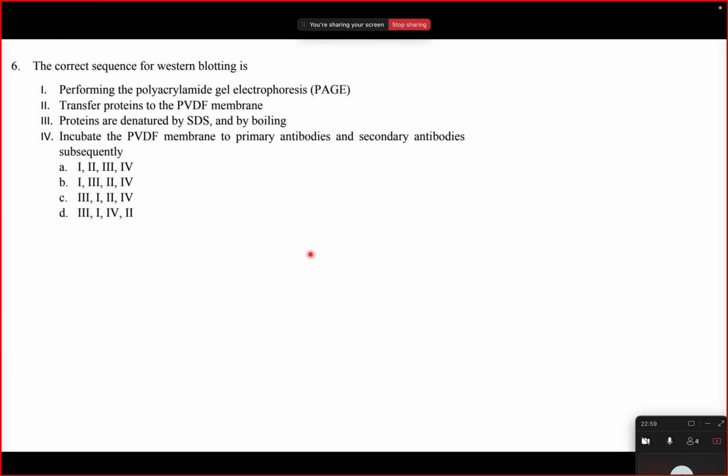The next question for today is: the correct sequence of Western blotting is performing the PAGE, transferring proteins to the PVDF membrane. Proteins are denatured by SDS and by boiling. Incubate the PVDF membrane with primary antibodies and secondary antibodies subsequently. And the correct sequence will be, so you guys have 1 minute for this, okay? And your time starts now.